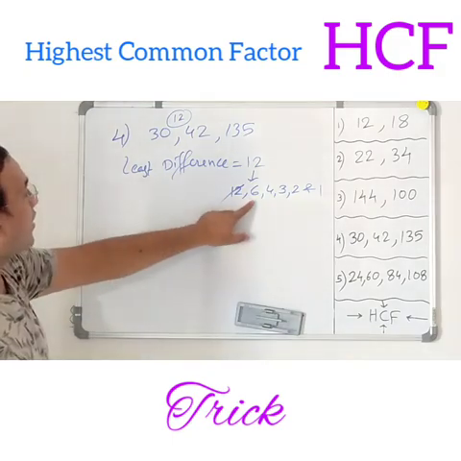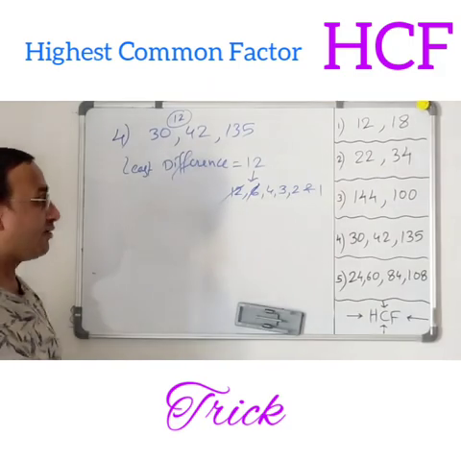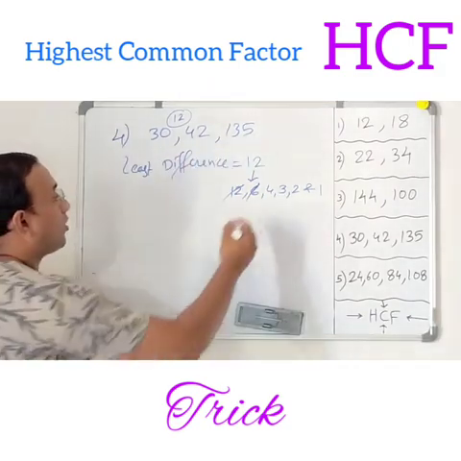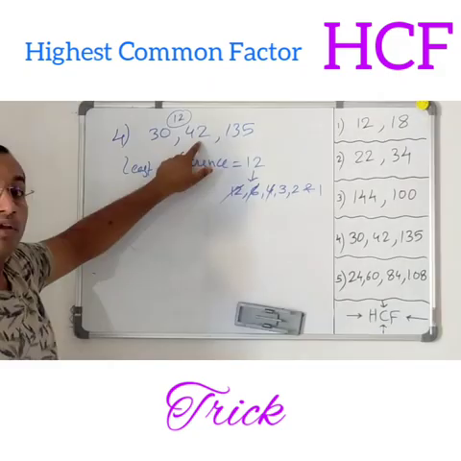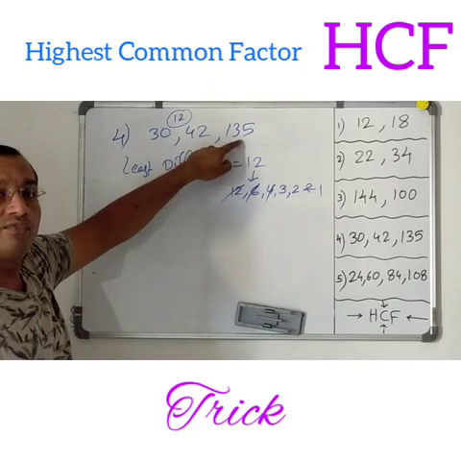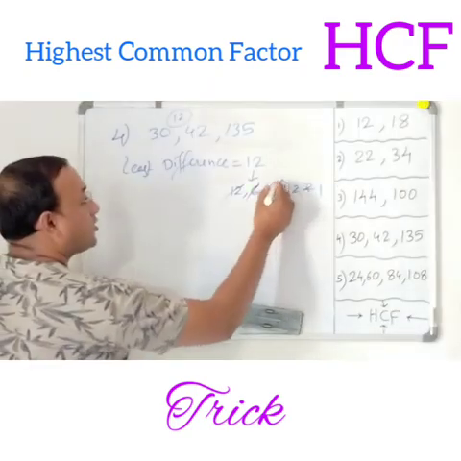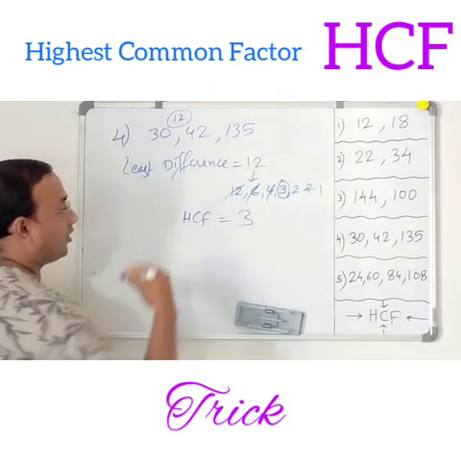Does 6 divide? 6 divides both, but it doesn't divide 135, so it cannot be taken as HCF. 4, 5 is a problem, so it cannot. 3, let's check. 3 divides this 10 times, this one 14 times, and this one, yes, it divides 45 times, so 3 is the HCF. 3 divides all these 3, therefore the HCF here is nothing but 3.